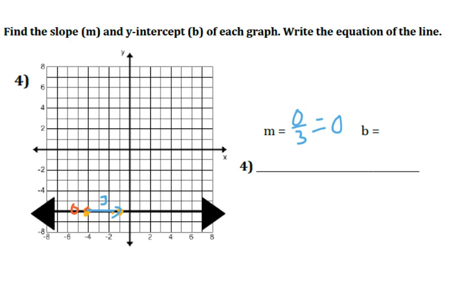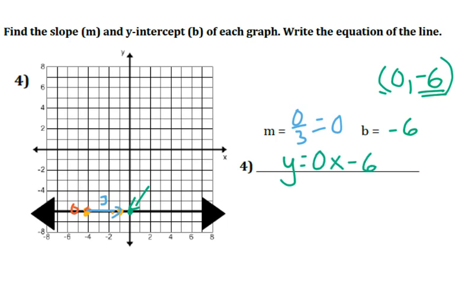Now we're looking for that y-intercept. That's the point here where they're crossing. And this value, again, the point is 0, negative 6. But remember, the b value is just the y value of that point, so it's negative 6. Writing our equation, we write y equals 0x minus 6. Now, what is 0 times anything? Well, 0 times anything is 0. So we would have 0 minus 6, which is just negative 6. So we could also write this as y equals negative 6.